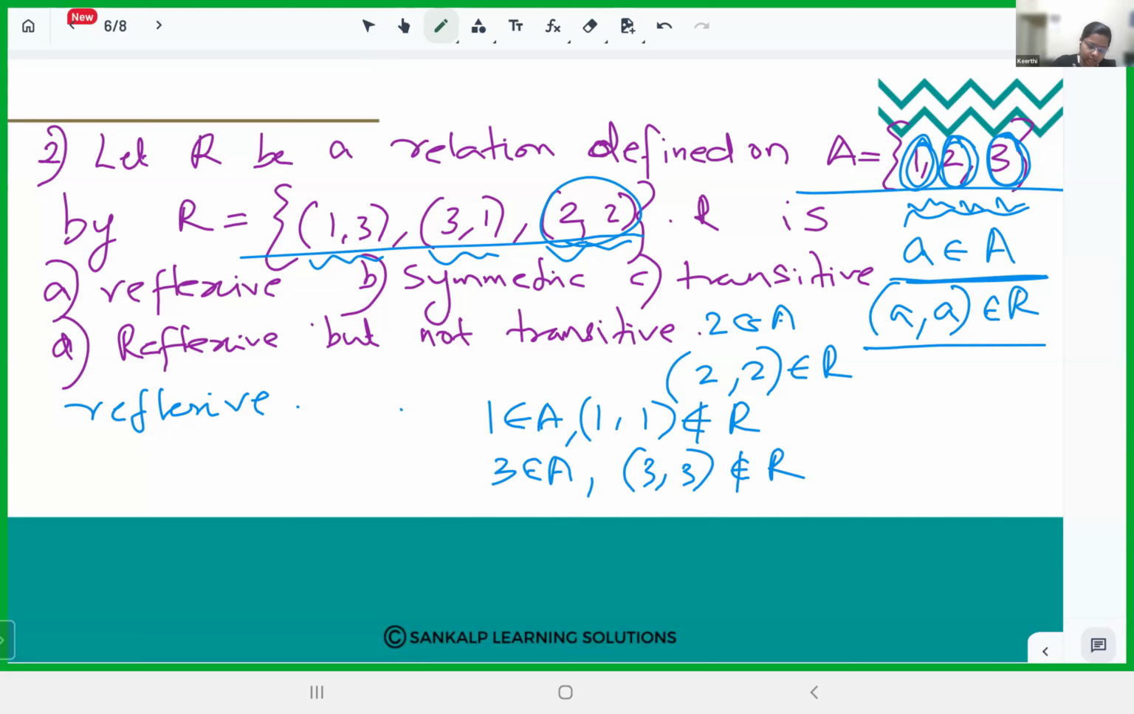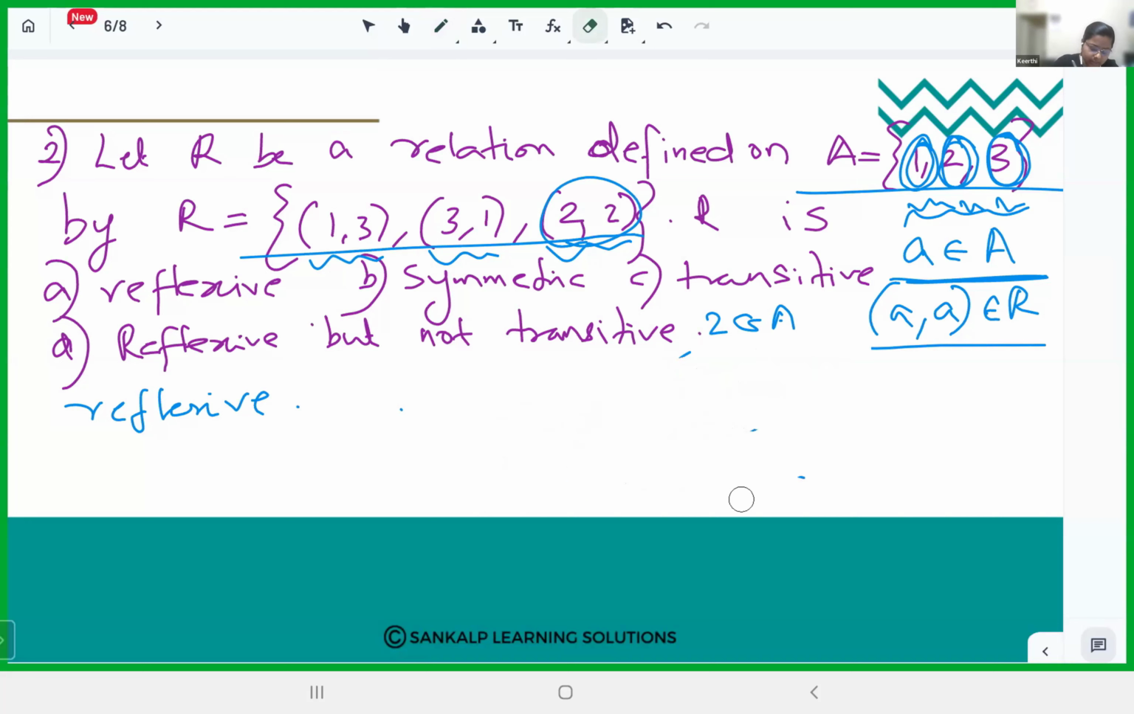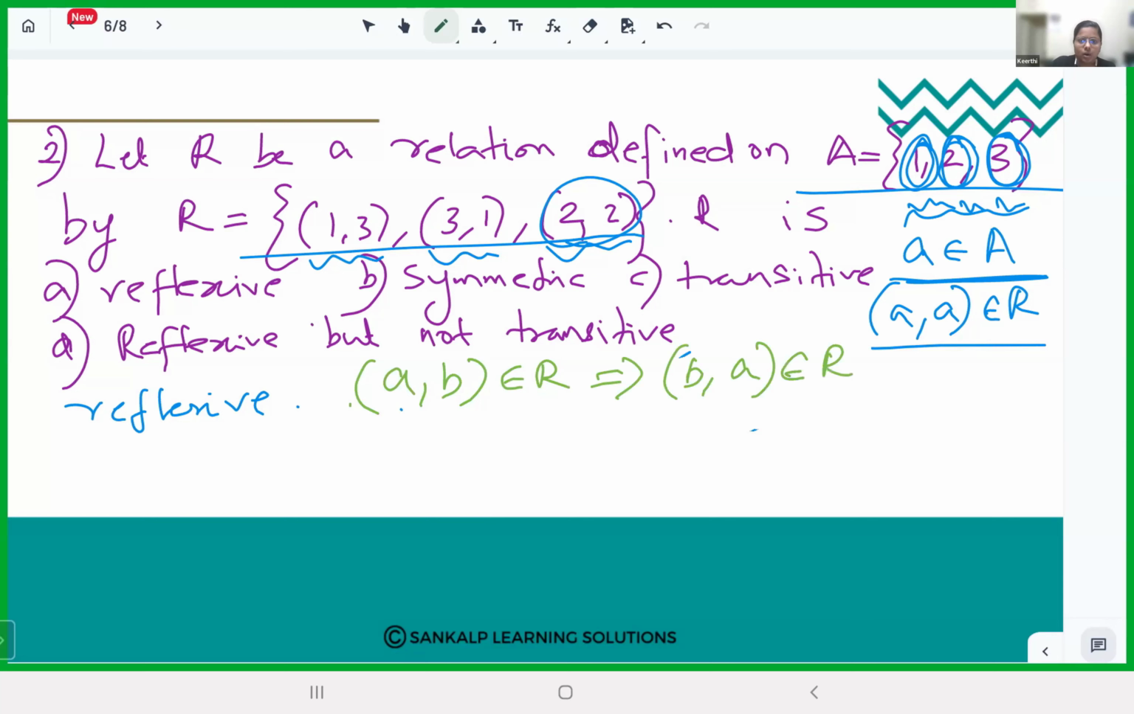Now what about the symmetric condition? How will you check whether a relation is symmetric? If you take an ordered pair (a, b) belonging to R, then we should get the ordered pair (b, a) belonging to R. Then the relation becomes symmetric. So this is the condition. Let's check whether it satisfies it.